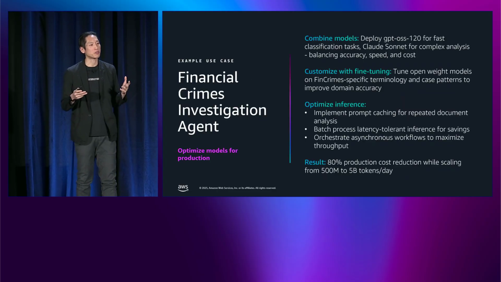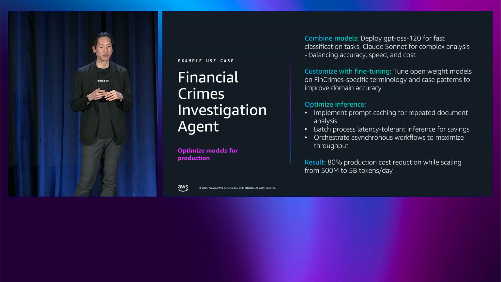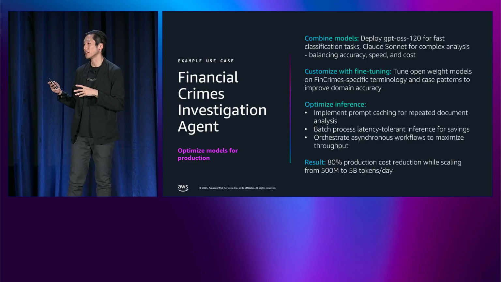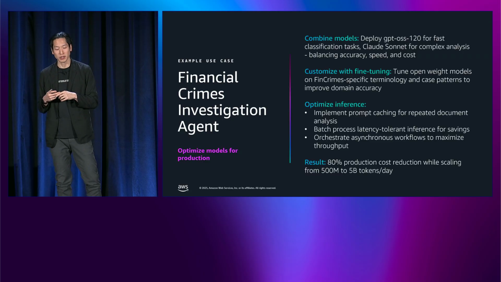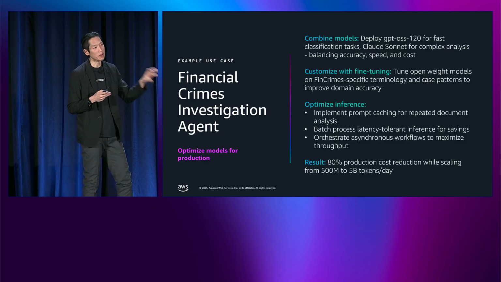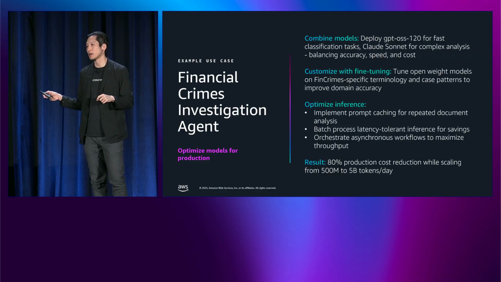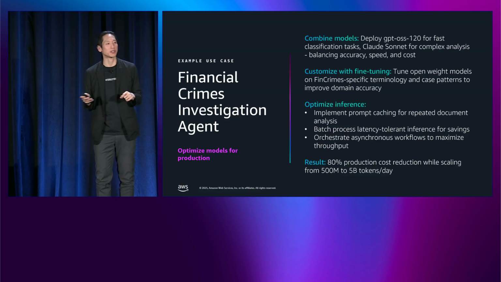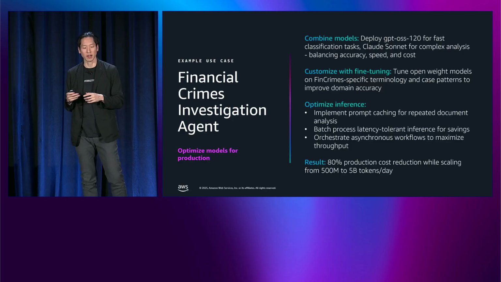So looking at our financial crimes investigation agent after these 2 steps, where are we looking at? Well, we've got the GPT-OSS 120 for fast classification tasks, and then now we've got the Sonnet for the complex analysis. And we fine-tuned the GPT-OSS model, and then we optimized our inference through the different inference tiers that I mentioned, which leads us to an 80% reduction while scaling the workload from 500 million inference requests to 5 billion per day. And we've not talked about the customer behind this, but this is a real customer use case that we've seen in production, benefiting from model choice, the optimizations, the framework that we've talked about so far.